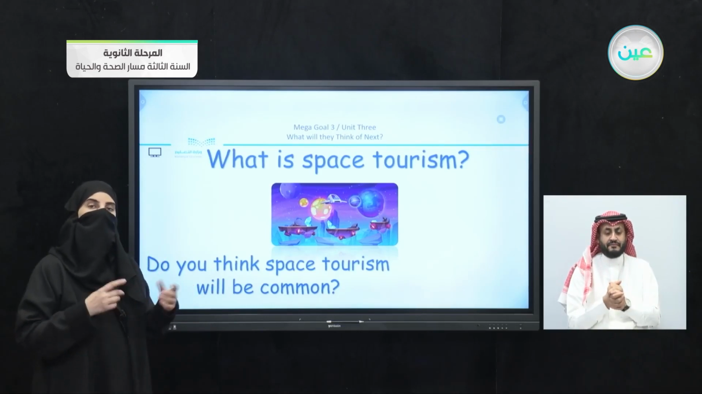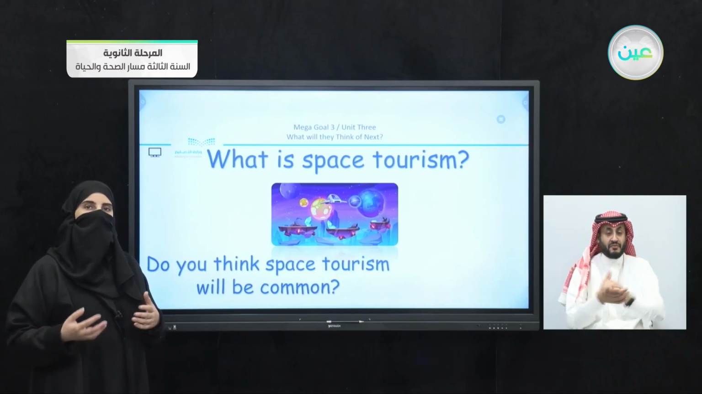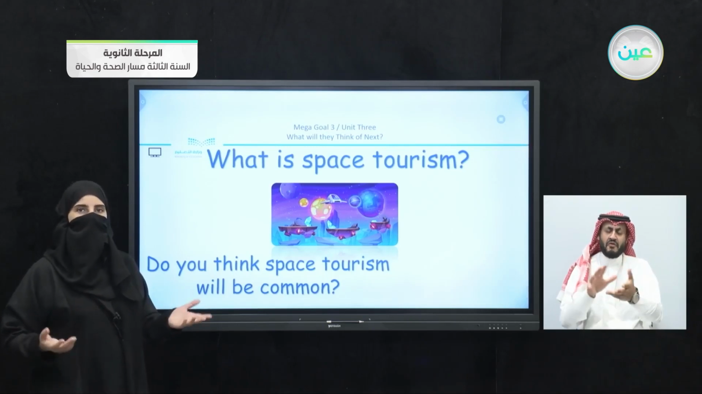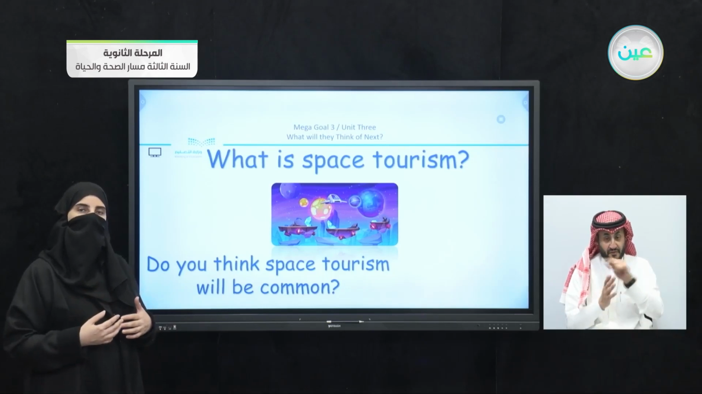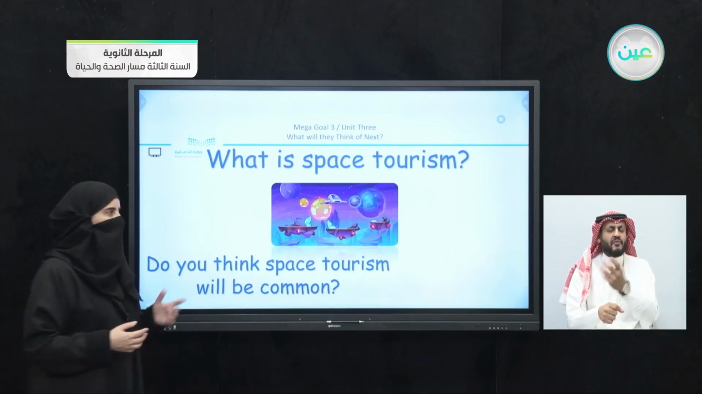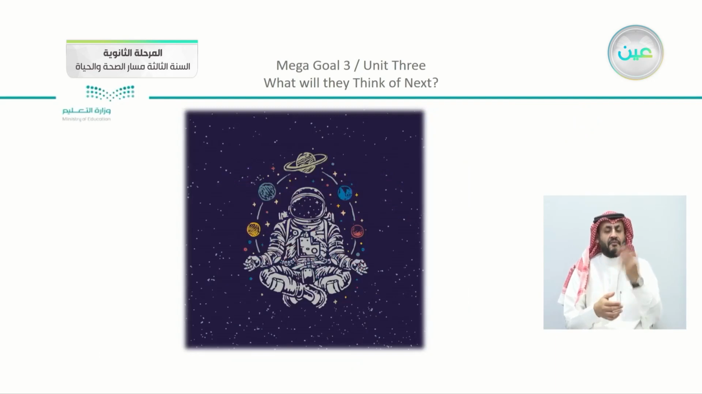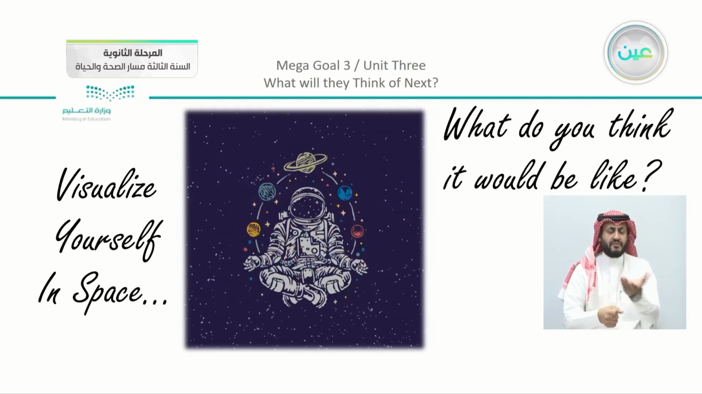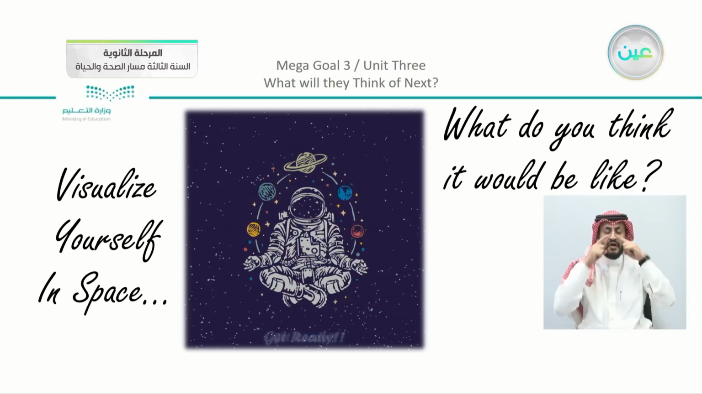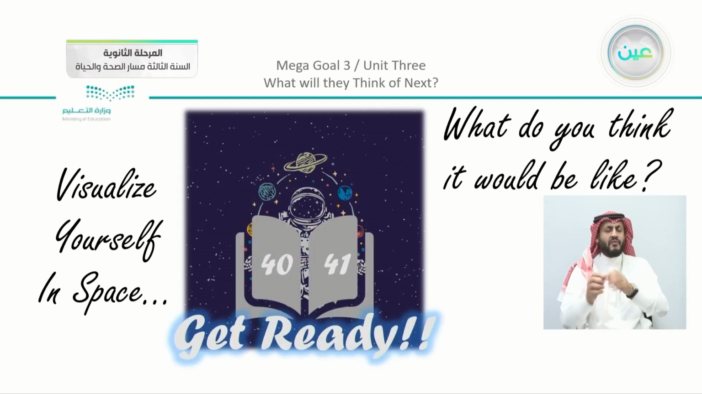Actually, our title, what will they think of next, gives us the possibility that anything may happen. So do you think that tourists will go to space? And what will they do in space? This is something that we're going to read about. So you are going to visualize, as we've mentioned, what you think it would be like. Just put it in mind and get ready for our reading, which is on pages 40 and 41.